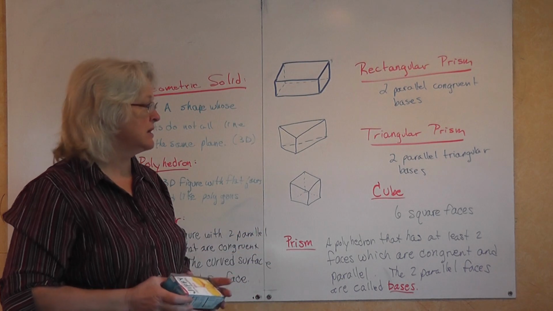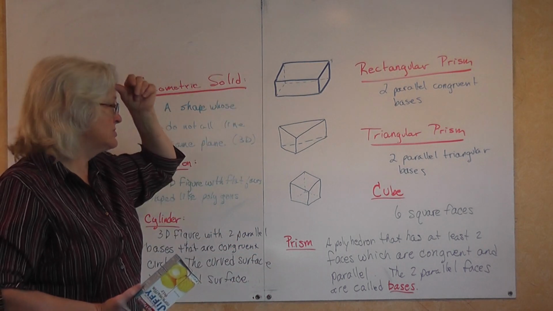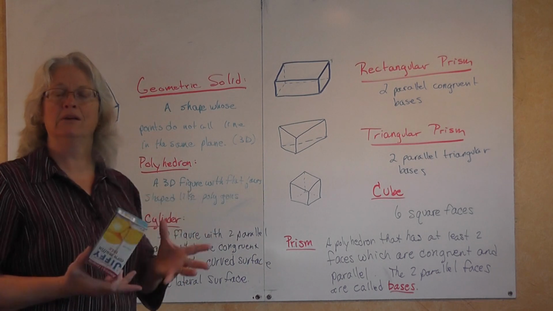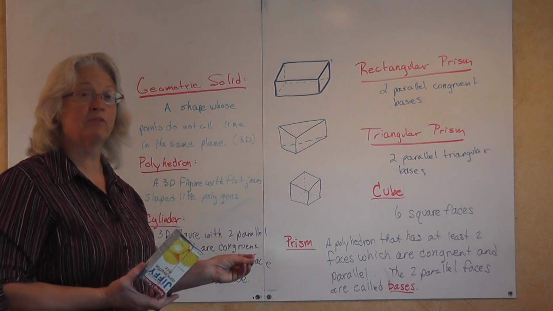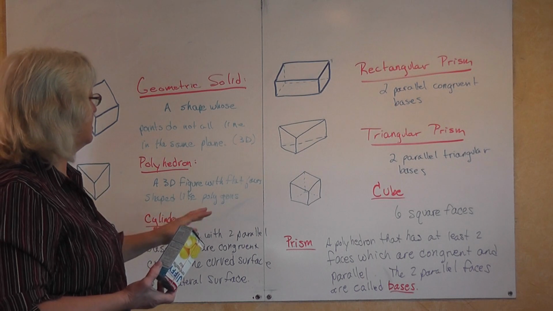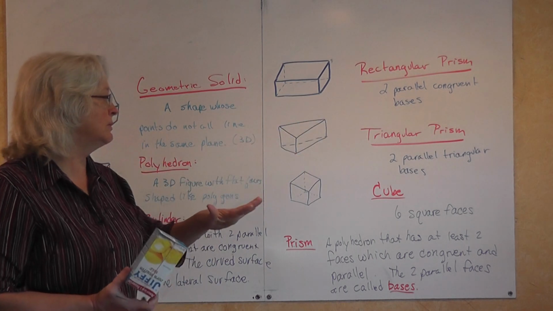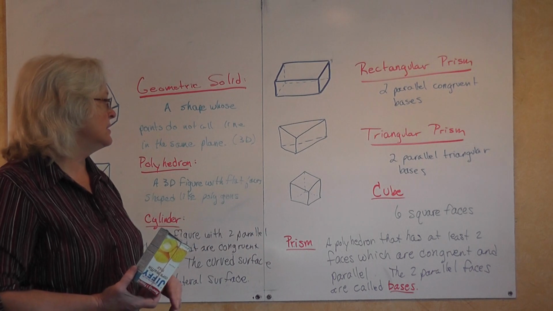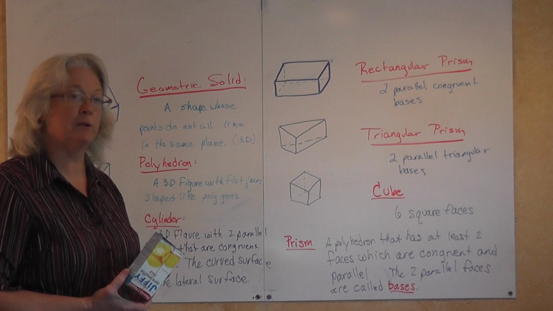All of these definitions here, you have to know them. You have to know what a rectangular prism is, you have to know a triangular prism and a cube, you have to know polyhedrons, you have to know cylinders. You don't necessarily have to be able to spit it out word for word, but you have to have an understanding of what we mean when we talk about polygons and congruent bases. A prism is a polyhedron that has at least two faces which are congruent and parallel.